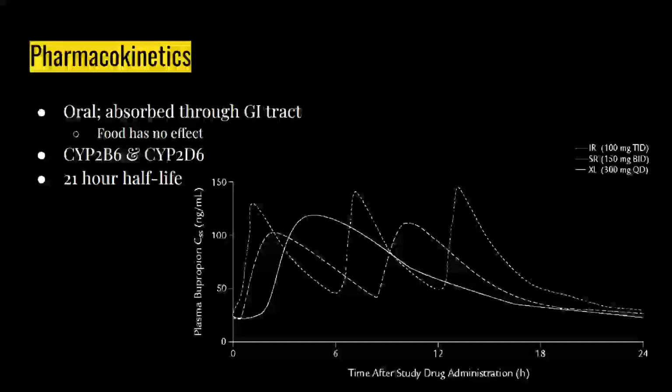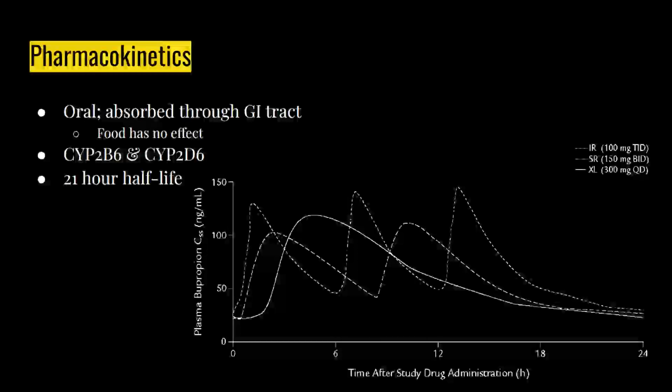Bupropion is intended to be ingested orally, where it will undergo first-pass metabolism primarily through the liver. CYP2B6 is the predominant enzyme through which bupropion is metabolized, and this metabolism produces the active metabolite hydroxybupropion, which has a similar half-life and activity to that of bupropion. The half-life is 21 hours.